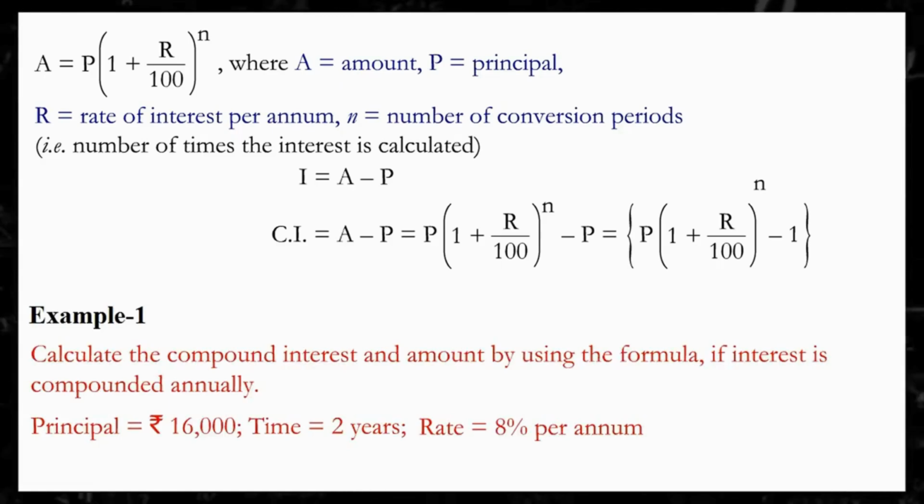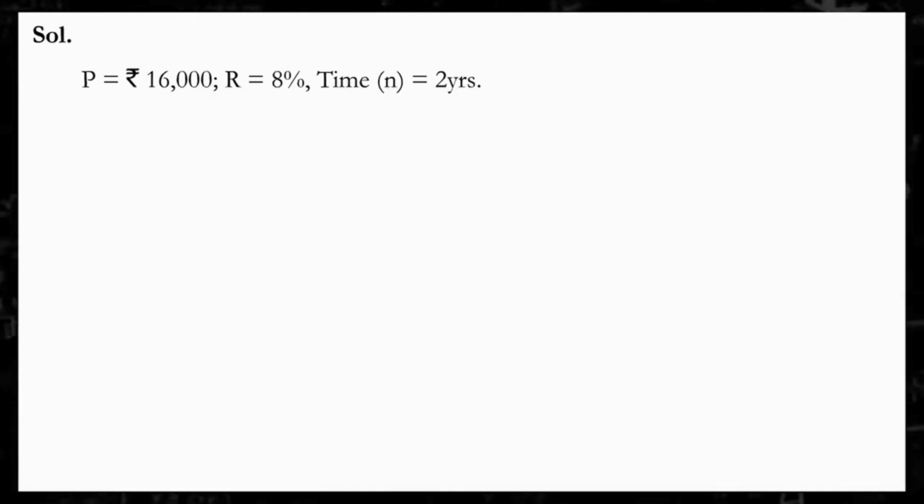Example 1. Calculate the compound interest and amount by using the formula if interest is compounded annually. Principal is equal to rupees 16,000. Time is equal to 2 years. Rate is equal to 8% per annum. Solution. P is equal to rupees 16,000. R is equal to 8%. Time n is equal to 2 years.